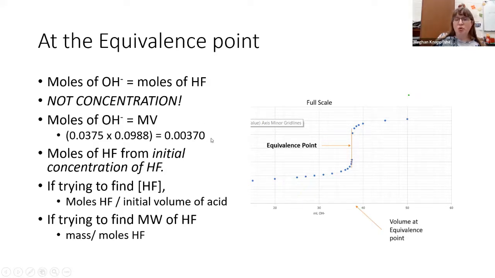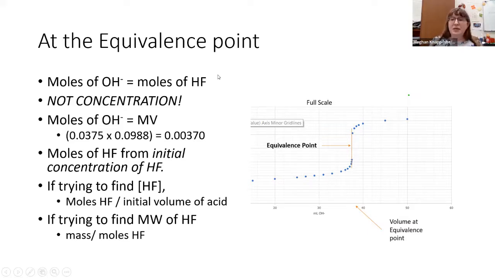So this 0.00370, that is moles of hydroxide. And that is equal to the moles of our HF, which is what we're interested in. And that is the moles from the initial concentration. Because remember, when we get to the equivalence point, we've used it all up. So it's not what's there at the equivalence point, it's what we started with.